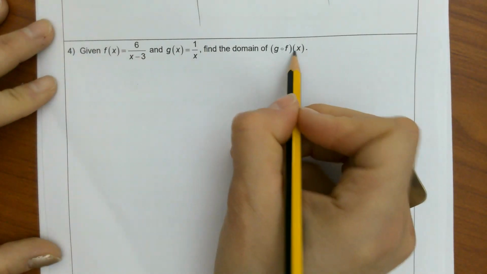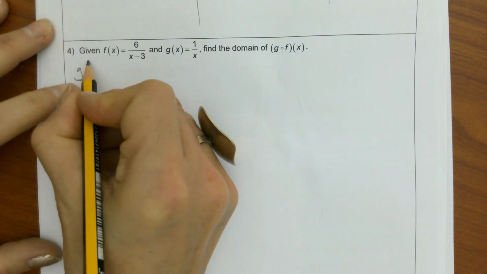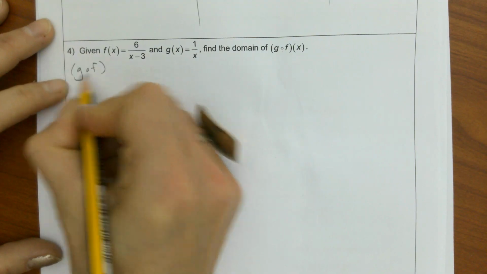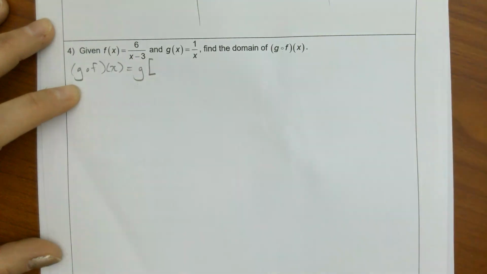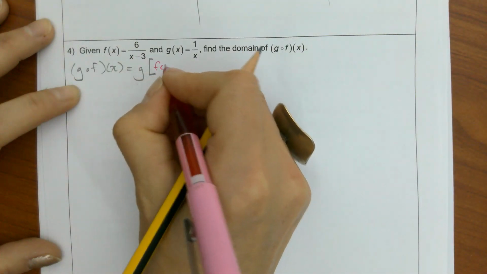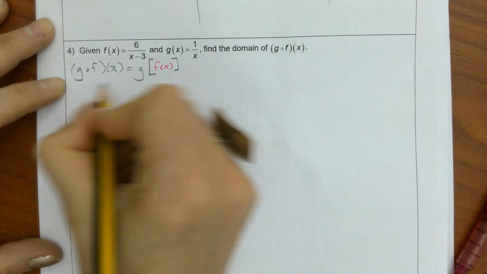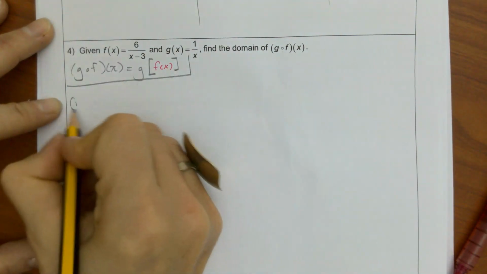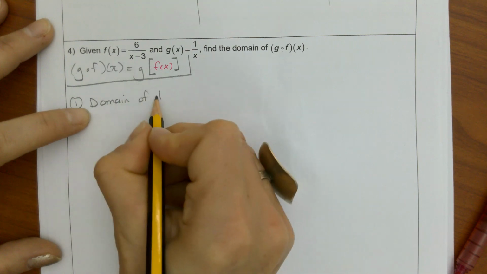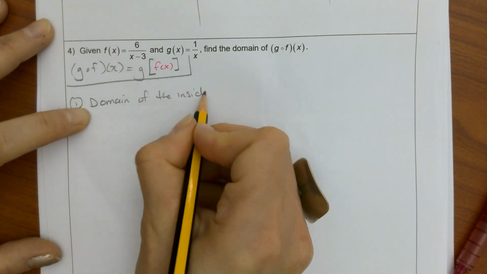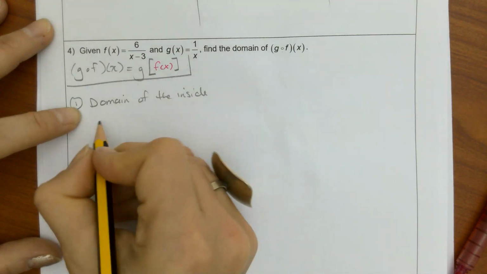Now g of f of x. So let's write it nicer. G of f of x. G comes first. F is after, so f is on the inside. Okay, so step 1, I need to find the domain of the inside. So f of x is the inside.